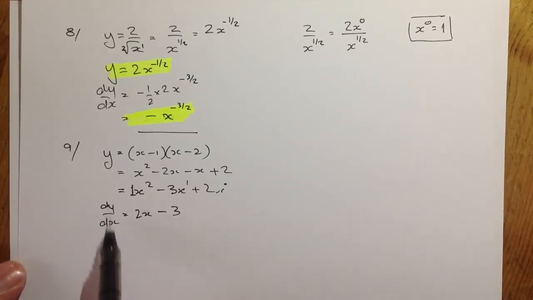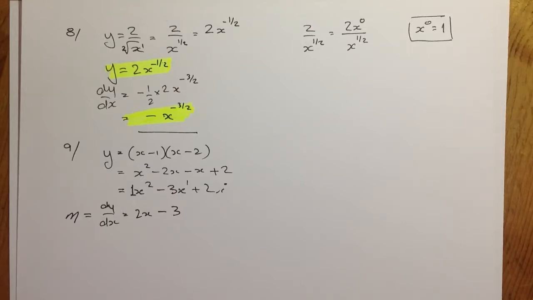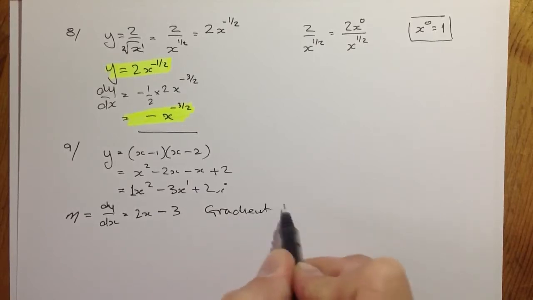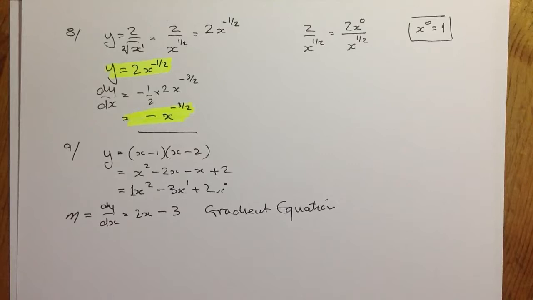Now what I have here is dy by dx. Now that really is also a way of working out the gradient. That's one of the main reasons that we do differentiation. We differentiate to find a gradient equation. Okay, so that's the gradient equation there. So for any value of x, I can substitute it into here, and that will tell me what the gradient is going to be.